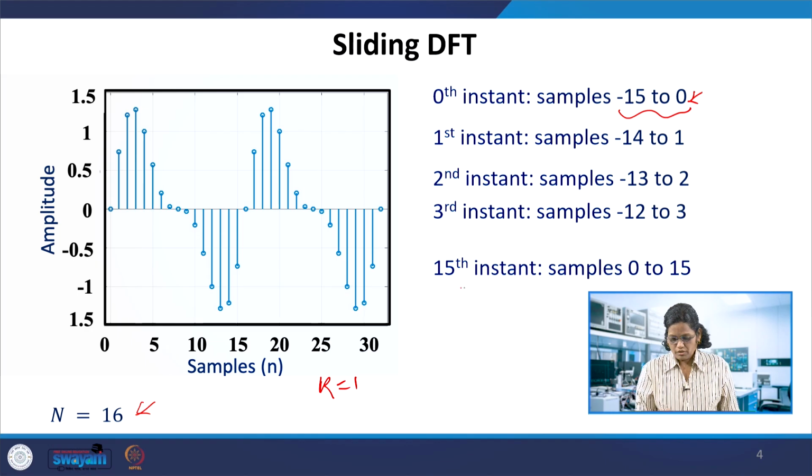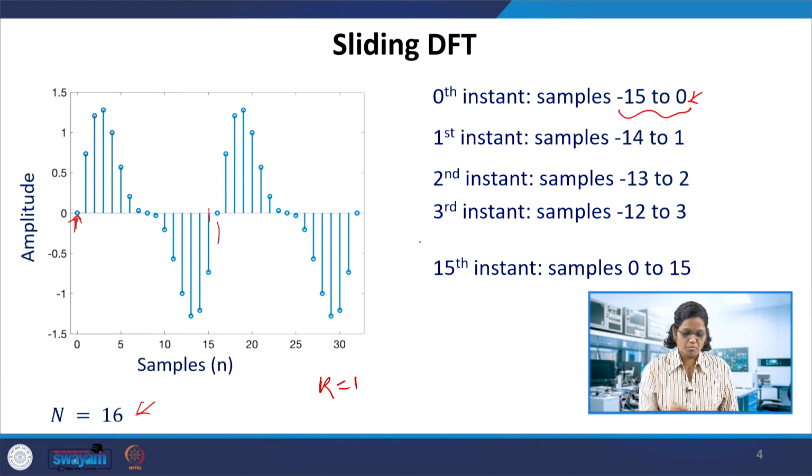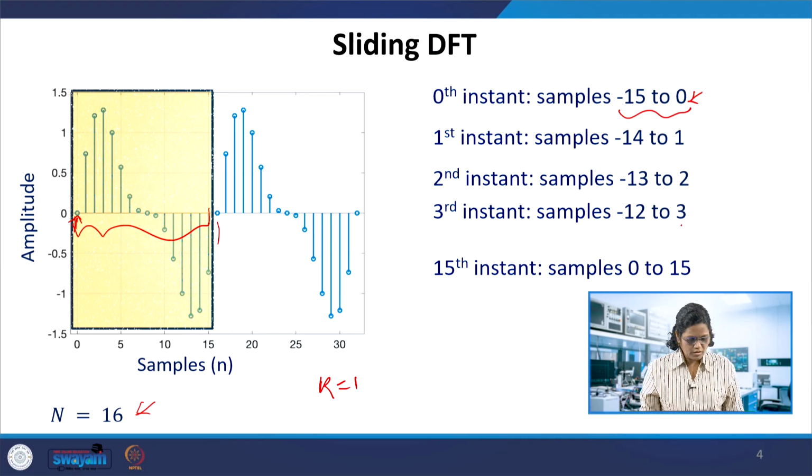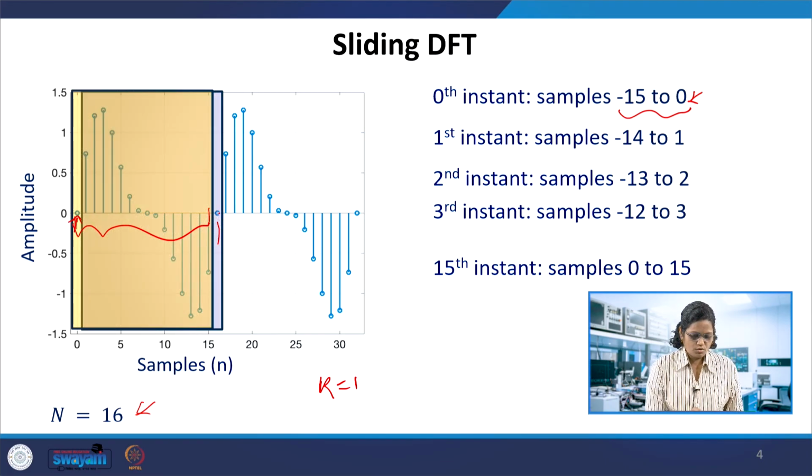When I come to the 15th instant, 0, 1, 2, 3, that means the 16th sample over here, it takes 0 to 15 samples. So now I have all the samples at the 15th instant and take the DFT. The rectangular window here covers samples 0 to 15 and we take the DFT, and then slide it once. So take samples 1 to 16 and then compute the DFT.